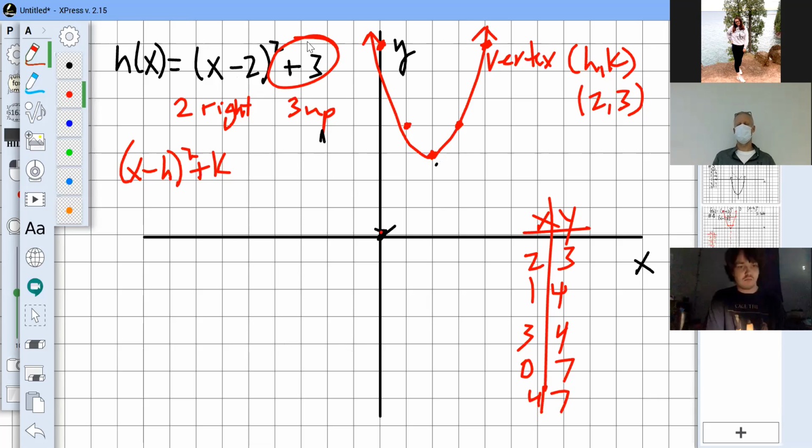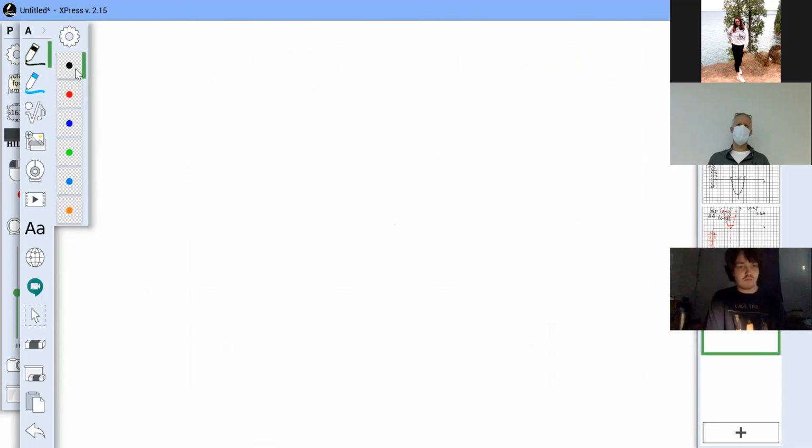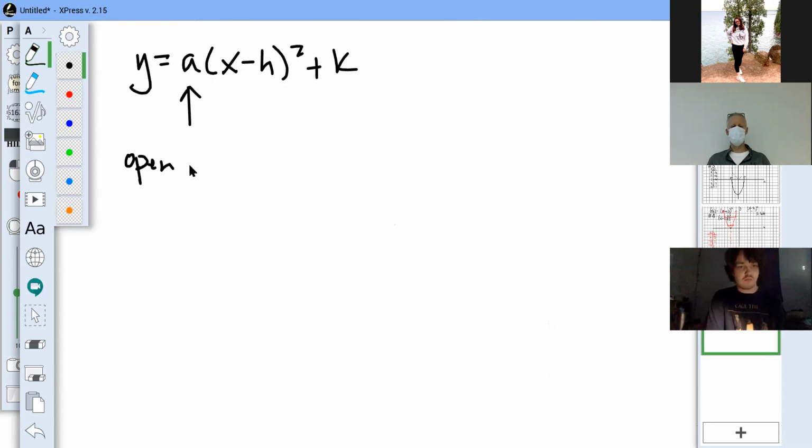Up or down is up or down. It's plus, it's up, it's minus, it's down. But left and right are the ones that are backwards. Okay, so before we get to adding any other things like flip it upside down and stretch it, along with moving it around, let me just kind of break this down for you. So that value right there does one of two things. It makes it open up or down. Up when it's positive, down when it's negative.